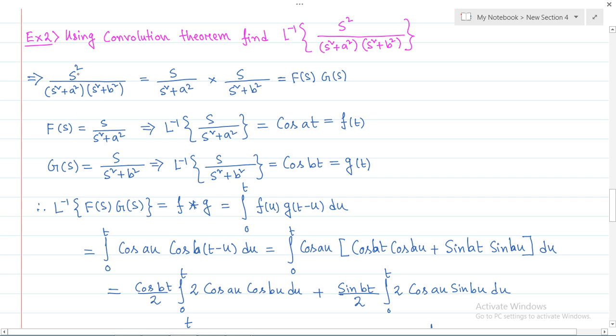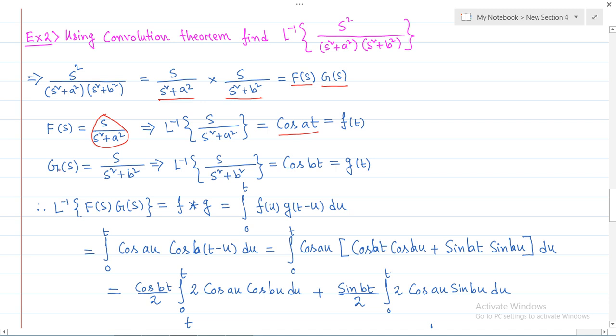So s square by (s square plus a square)(s square plus b square) can be written as s upon s square plus a square multiplied with s by s square plus b square. So we can think of it as a product of two functions, that is f(s) into g(s). So here f(s) is what? f(s) is our s by s square plus a square. So we have to take the L inverse of this term, L inverse of s upon s square plus a square, that is nothing but our cos at.